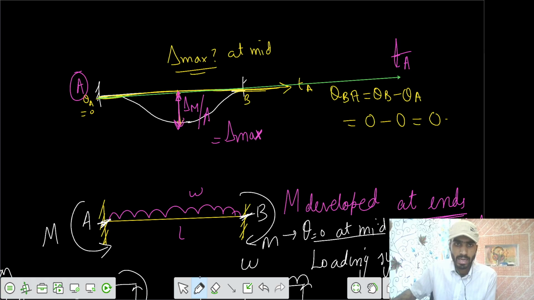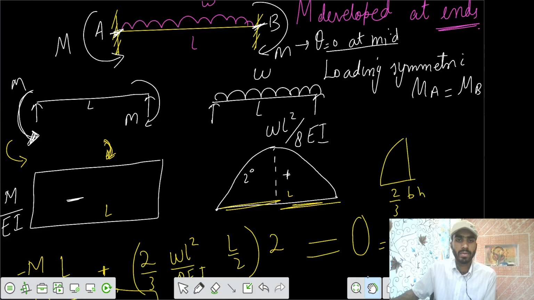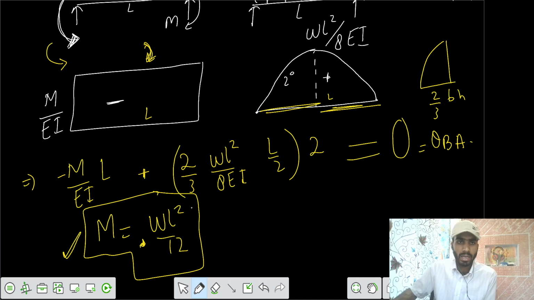So this is delta M with respect to A. We know that delta at mid with respect to A equals the centroid of that area about point M, into the area between the 2 points A and M. This is from theorem 2. Once you get the centroidal distance and the area, you multiply them to get the value of delta max at the mid. So you only need the area between the 2 points, A and point M.